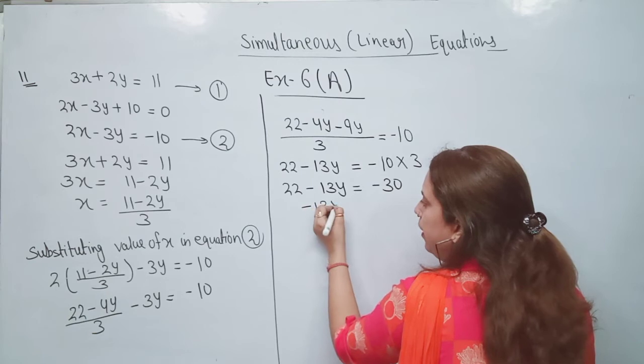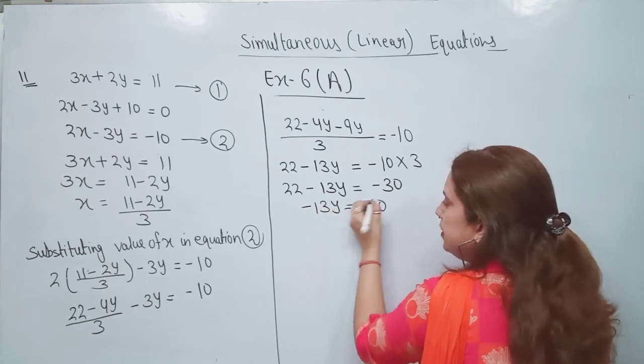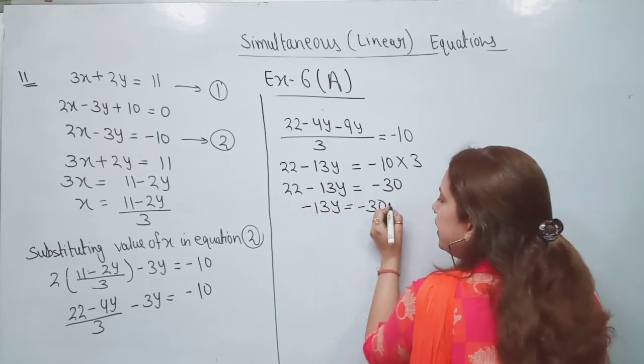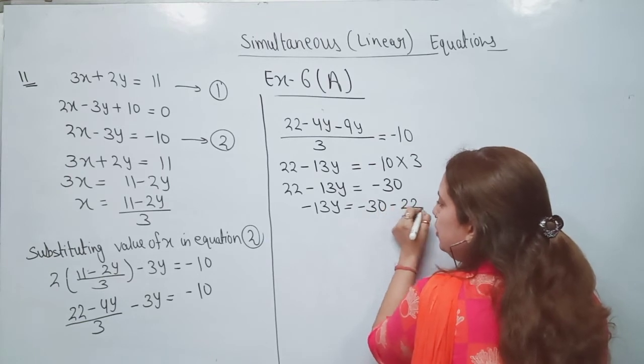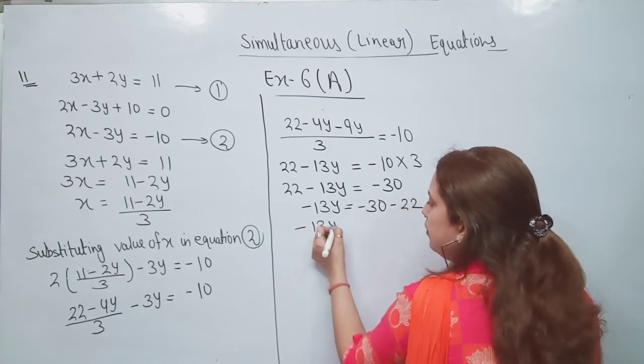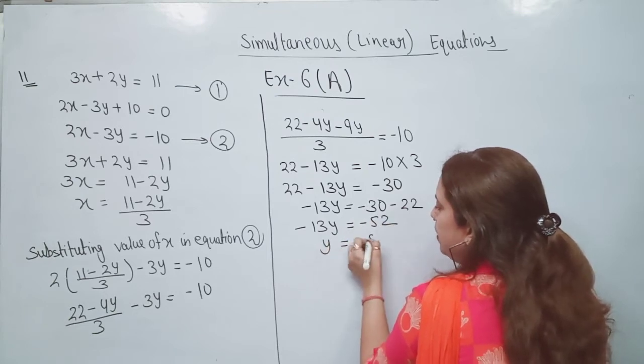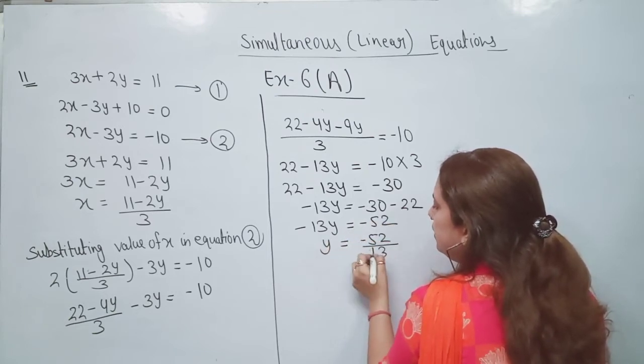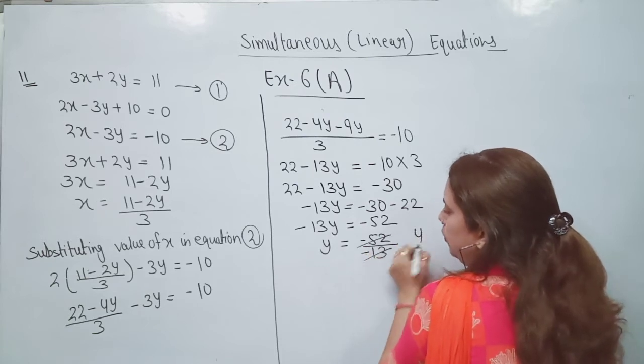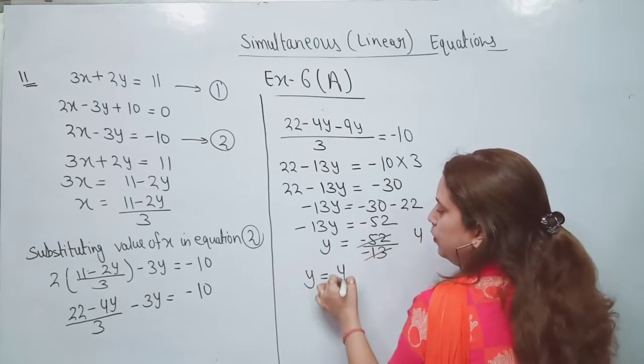Minus 13y is equal to minus 30. Send 22 on the right hand side, so it will be minus 22. Minus 13y is equal to minus 52. Y is equal to minus 52 upon minus 13. The value of y is equal to 4.